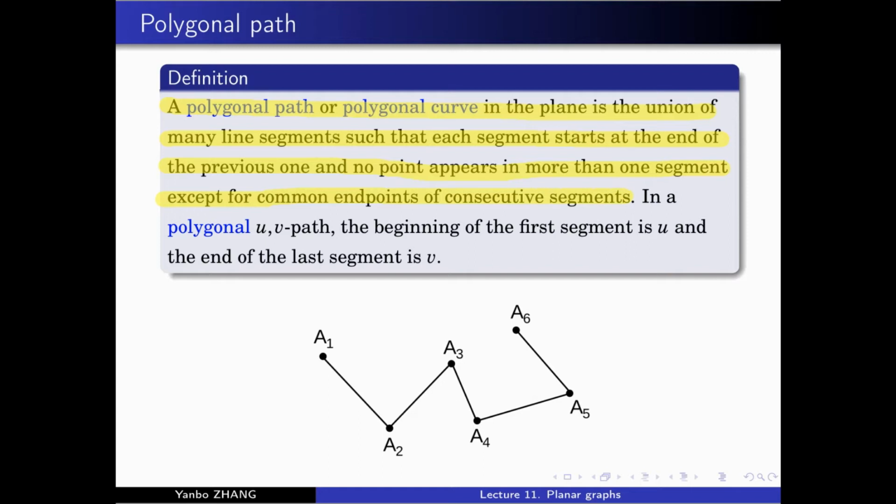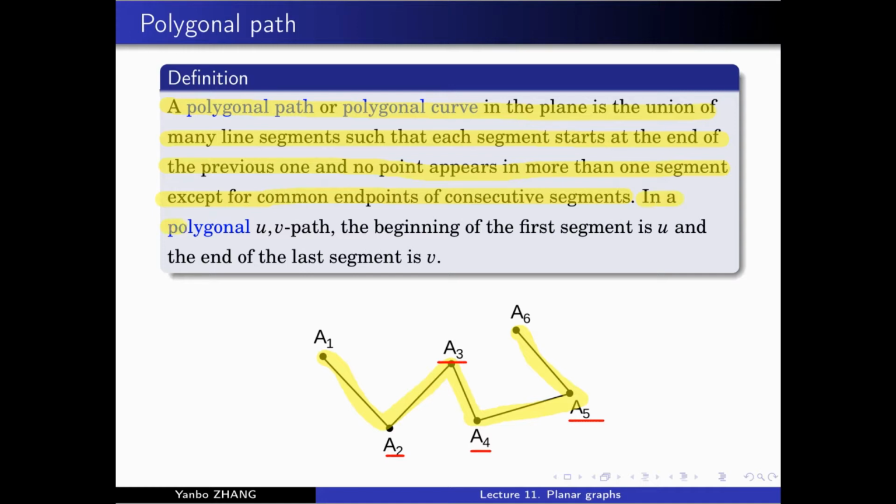Here the graph below is a polygonal path. It consists of 5 segments. Almost every point appears in exactly one segment, except for A2, A3, A4, A5. These 4 points appear twice because they are common endpoints of 2 segments.